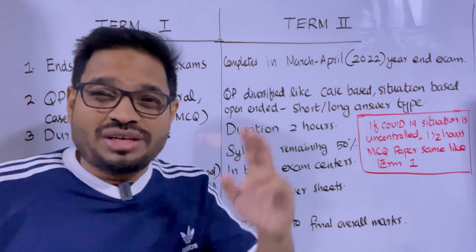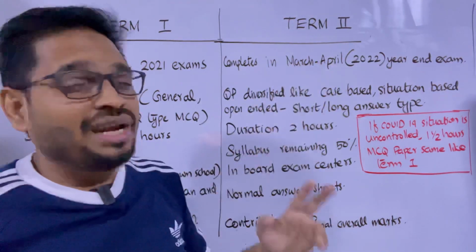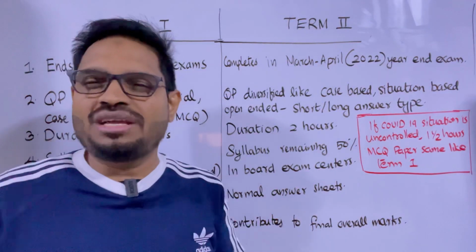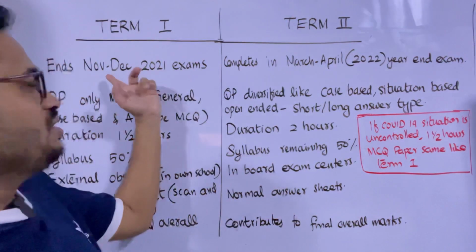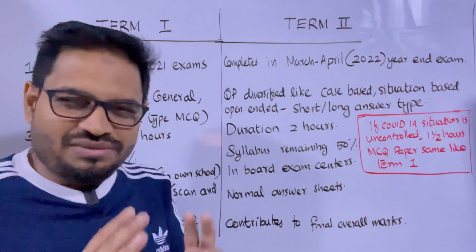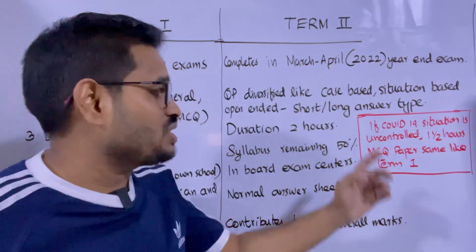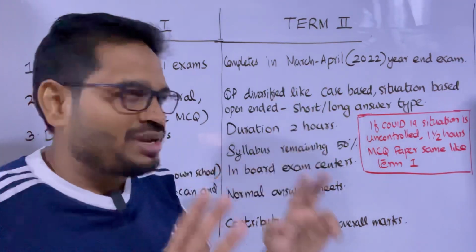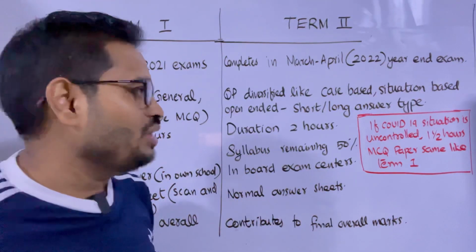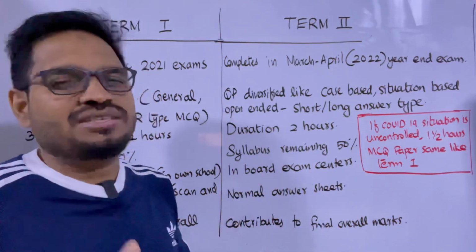Now let's go for term 2. Under term 2, the exam is completing in March-April 2022. That is a year-end exam, which is normally called the board exam. But remember, this is also the board's own exam. Now, the question paper is not like term 1, not completely MCQ. It is diversified with various kinds of questions, including case-based questions, situation-based questions, which have to be studied thoroughly by you guys, and open-ended questions like short and long answer type questions.